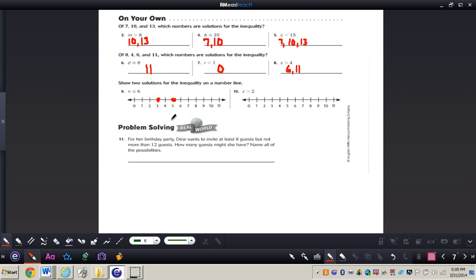Okay, so let's take a look at number 10 now. It says x is greater than 2, and what I want you to do is just show two solutions for this on the number line, and when you press play I will have the answers for you. So I want you to pause the video now. Okay, and I chose to color in 3 and 5. However, you can do any number from 3 all the way to 11, any two digits there.